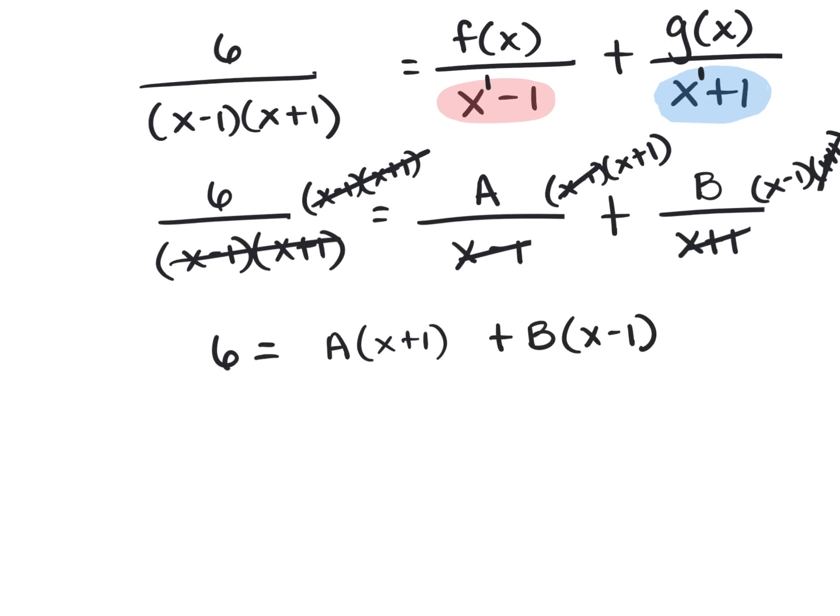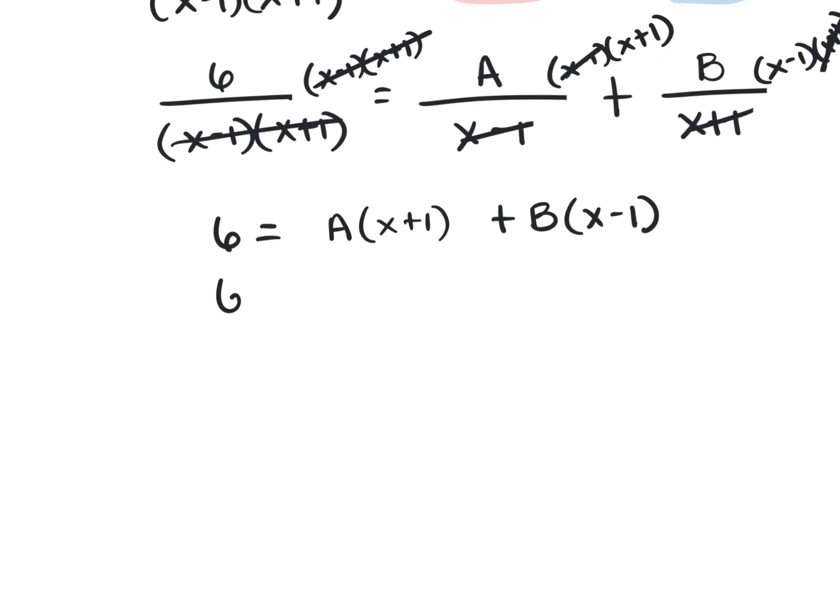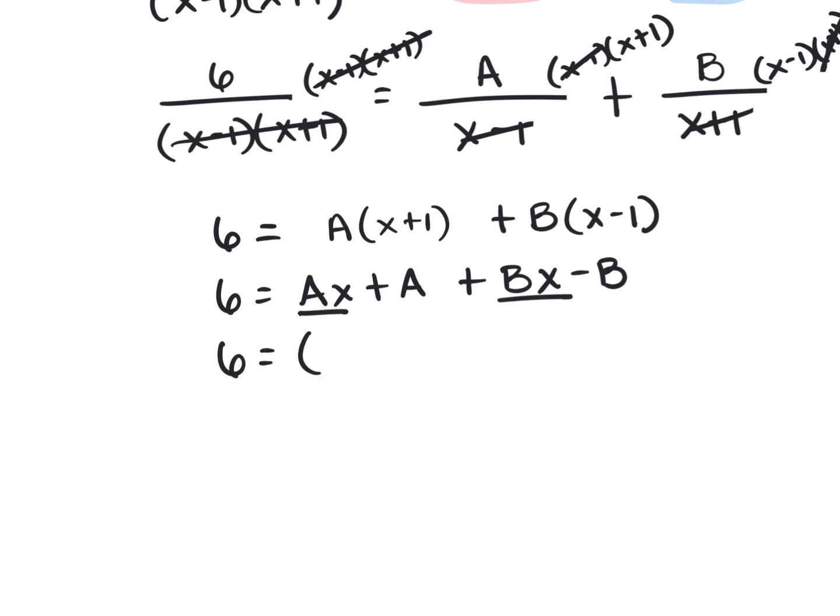All right, so now we're going to distribute our a and our b. So we have ax plus a, and then I'm going to add to that bx minus b. And then we're going to put like terms together. So I'm going to have 6 is equal to, so ax and bx can go together. Its coefficient would be whatever I get when I add a plus b, and that would be in front of the x term. Now, the constant that I have is a minus b, and I collect those and put those together.